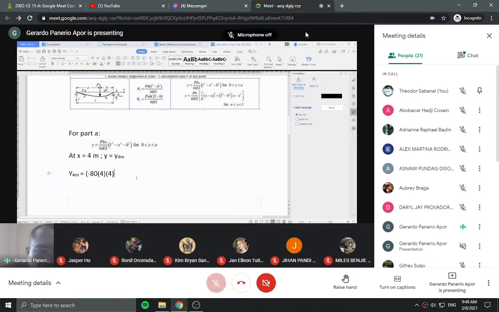Then you have also 6L, that's divided by 10, divided by EI. Okay, that is what is inside the parentheses. Then inside the parentheses here, L is equals to 10, so L squared is 100, minus X, which is 4, squared of that is 16, then minus B, which is 4, also minus 16, so that's it. So here you can have Y at 4.